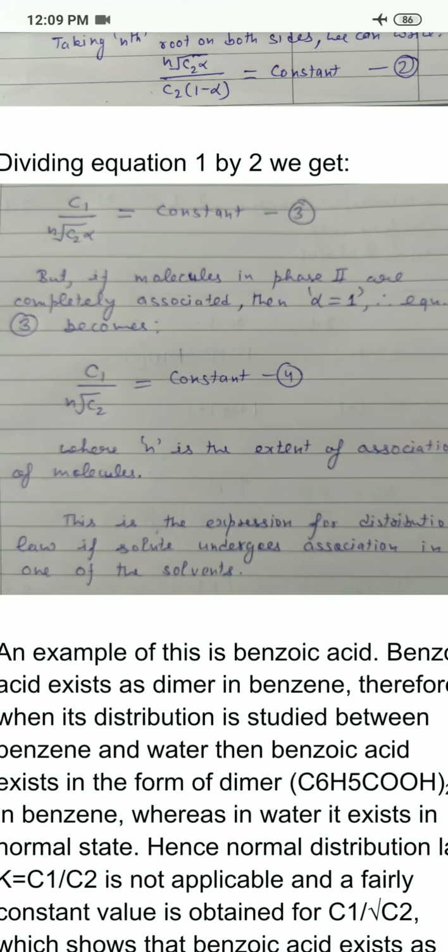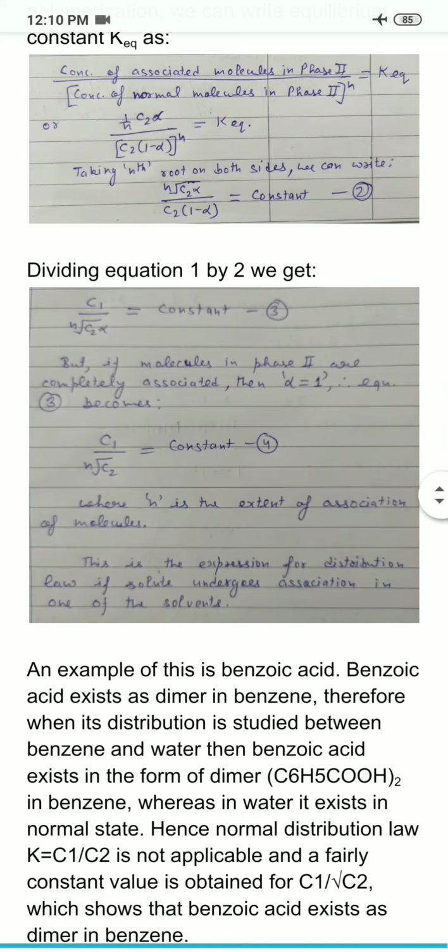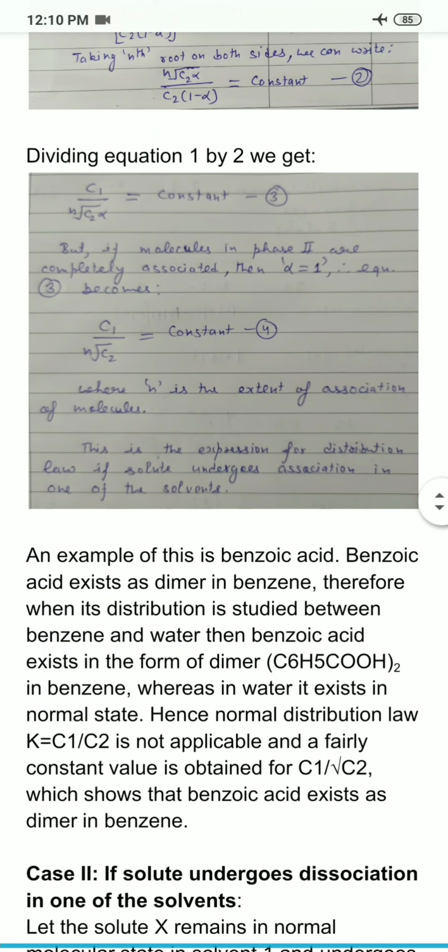And what is n? Here n represents the extent of association of molecules, meaning how many molecules are combining: 1, 2, 3. So this is the expression for distribution law if the solute undergoes association in one of the solvents. Here I have taken the root of C2, so it means that the solute is undergoing association in the second solvent. So this is the expression for distribution law if the solute undergoes association in one of the solvents. And an example of this is benzoic acid.